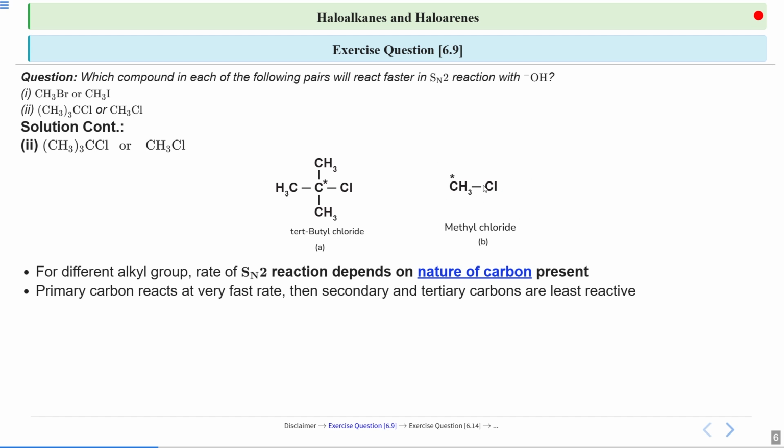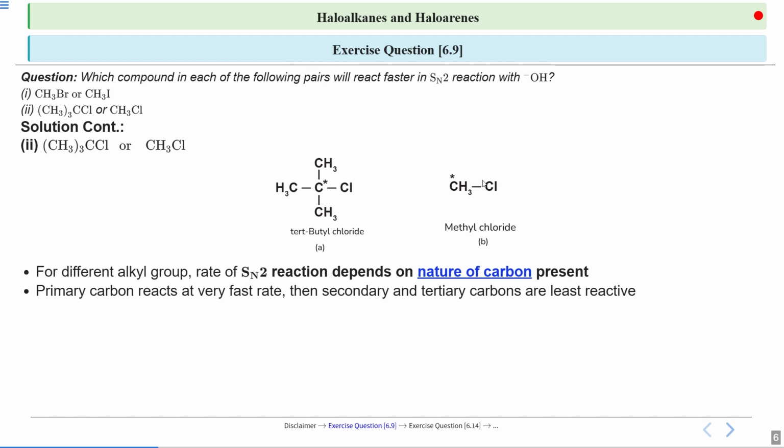Comparatively to this methyl chloride, when the hydroxyl ion attacks this carbon to bind with it from the opposite side of the carbon-chlorine bond, this carbon contains only 3 hydrogens bound to it. So the hydroxyl will face lesser steric hindrance, or no steric hindrance, in the methyl chloride, right? Because the carbon is attached to smaller hydrogen atoms, compared to this tertiary carbon, which is attached to larger methyl groups, right? So here the hydroxyl ion will face more steric hindrance.